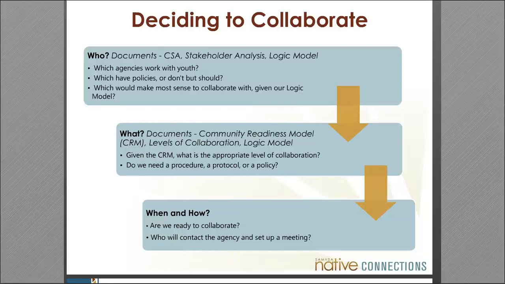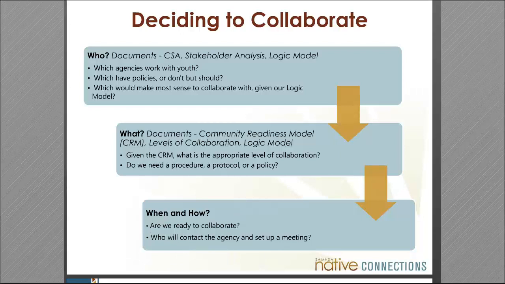We've referred several times to the community readiness assessment that you've all done. You all have your dimensional scores. You're looking at your community readiness assessment. So we want to make sure that you're including that information when you're deciding who it is that you're going to be collaborating with, and deciding when you're ready to collaborate.